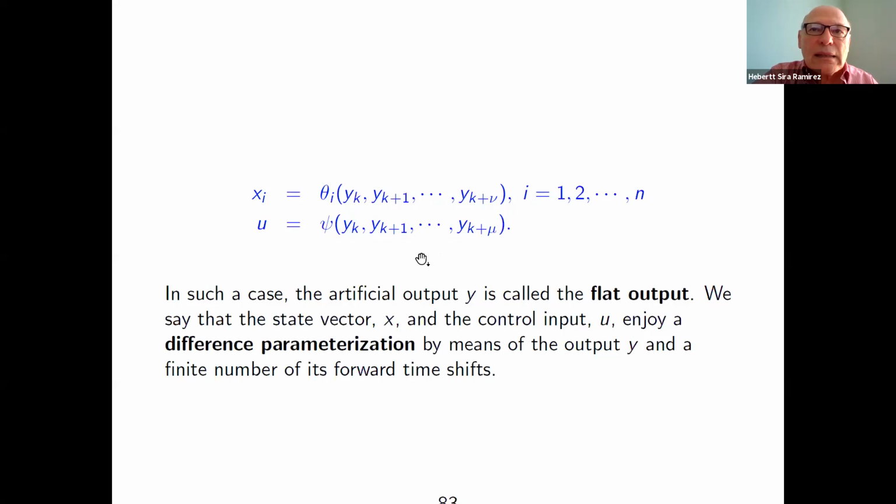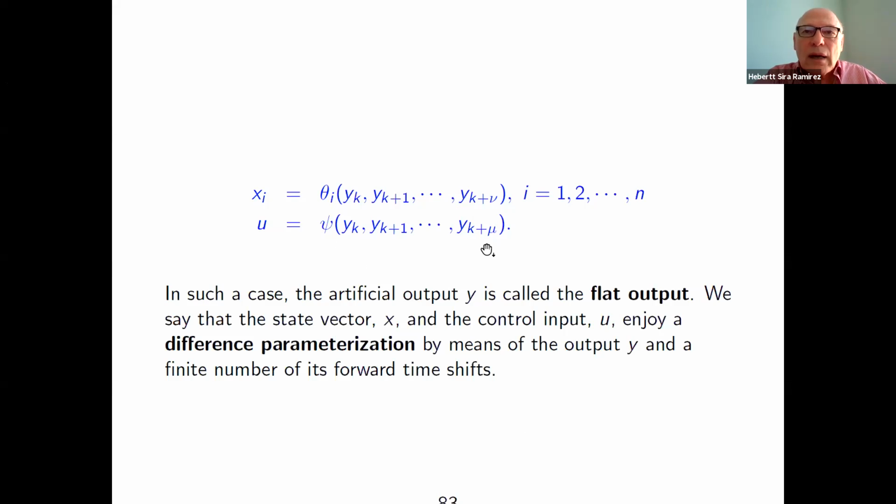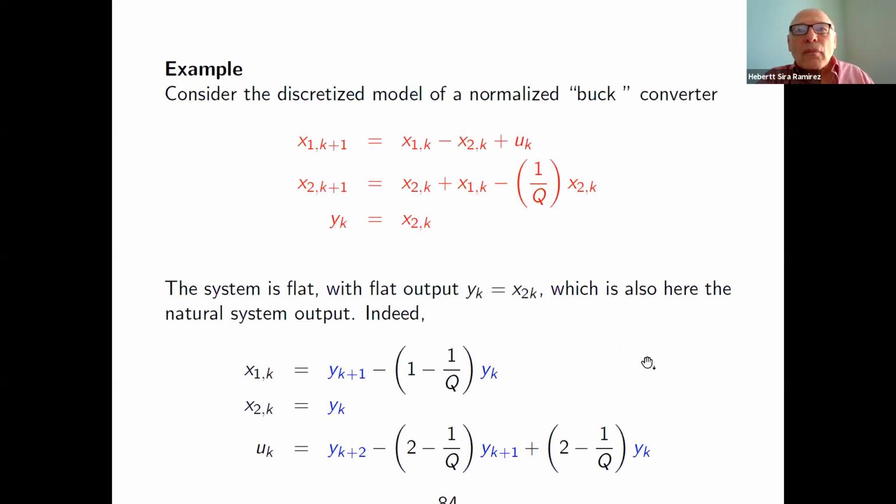But in essence, our definition can go a long way by saying a flat output is such that it difference parameterizes the state vector components, all of them, and it also difference parameterizes the input variable in a manner such that one more advance of that particular output is needed in the parameterization of the control as compared to the parameterization of the states. So this is the blunt definition of the flat output. Let me give you an example to clear up this definition.